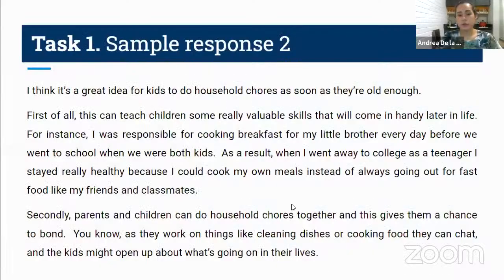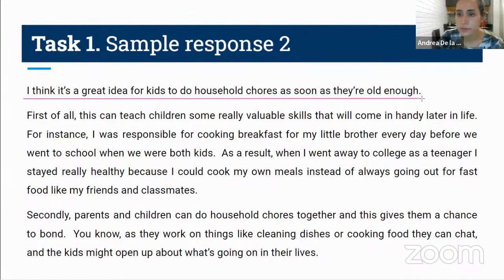First of all, the question. Remember the question, right? Is it a good idea for children to do household chores? As you can see here in the transcript, the first sentence, what is this first sentence doing? When he says, I think it's a great idea for kids to do household chores as soon as they are old enough. What is this? That is basically the answer to the question, right?